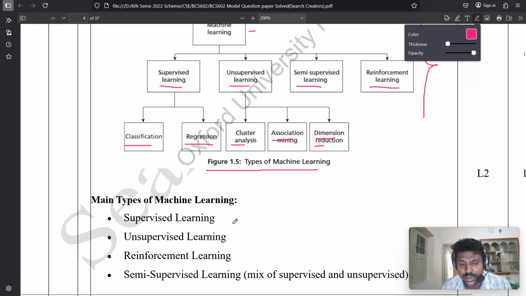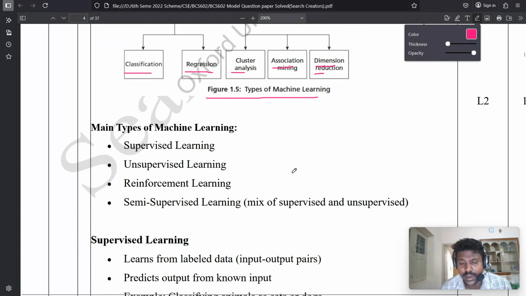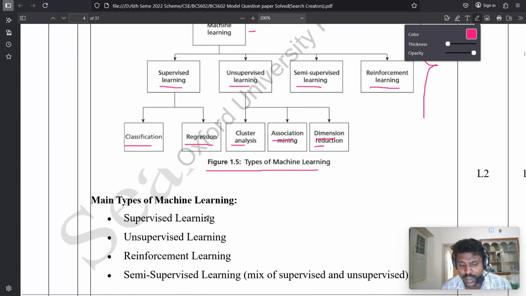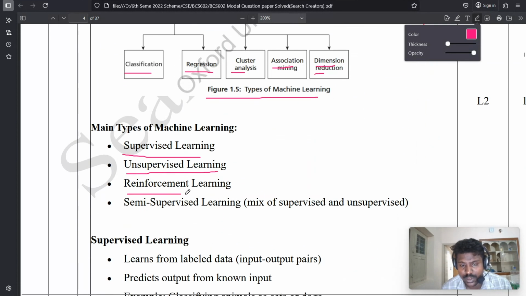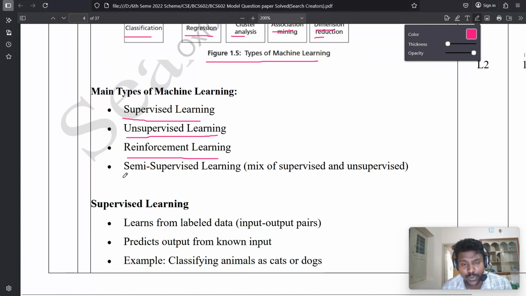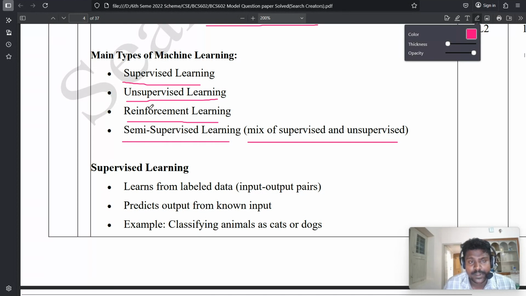Machine learning types are categorized into four types: namely supervised learning, unsupervised learning, the third one reinforcement learning, and the fourth one semi-supervised learning, a mix of supervised and unsupervised learning. Okay? The next part is to discuss each in depth, one by one.